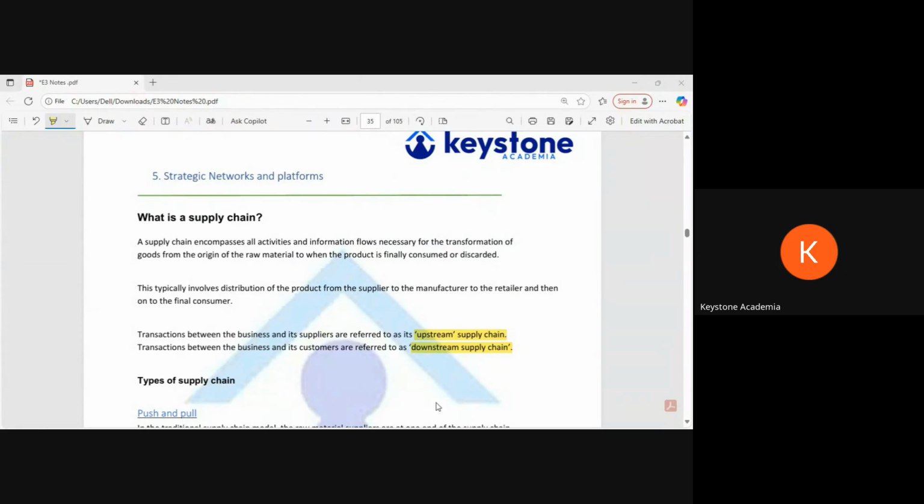Is there anything we miss in the supply chain? So we need to know it properly. Then only we can come up with the strategy. We can come up with the risk. We can come up with our stakeholders.